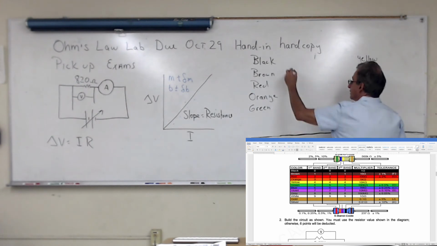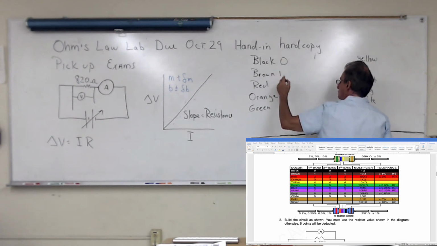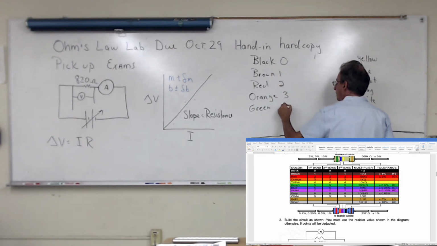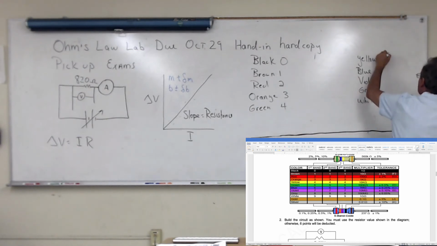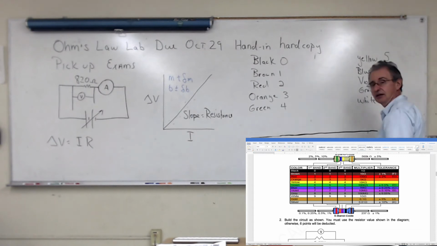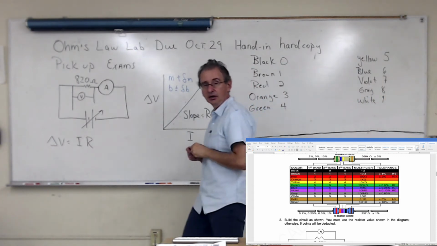Okay, so black, 0. Brown is 1, 2, 3, 4, 5, 6, 7, 8, 9. And you see that in that table. That table is in your lab.